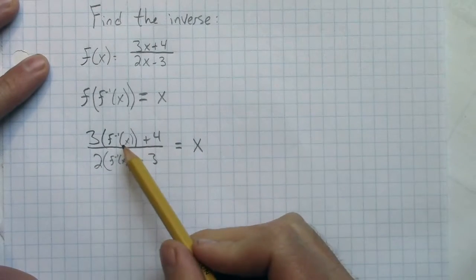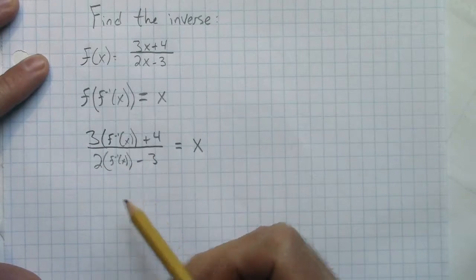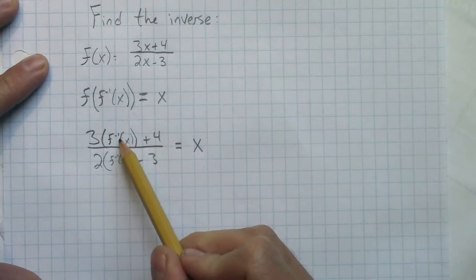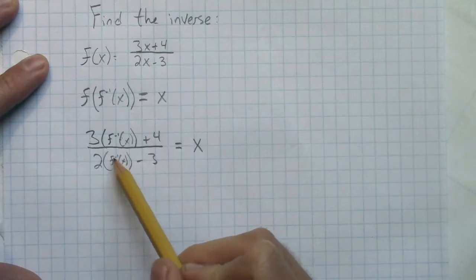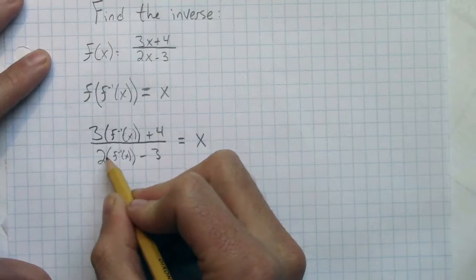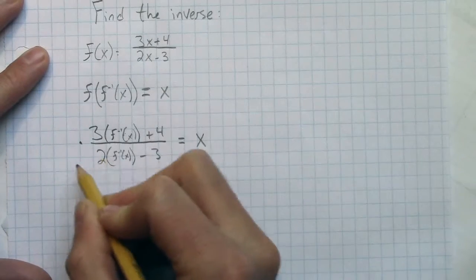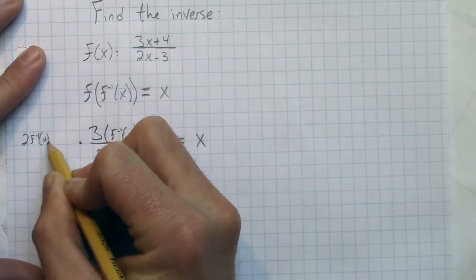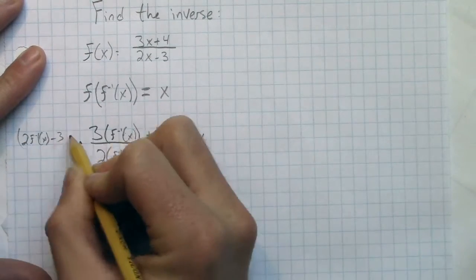All right, so now I need to end with f inverse of x equals something, right? That's what I'm trying to get. So I need to get this alone, but there's two of them. One's in the denominator. Well, let's just get rid of that denominator. So how do I get rid of the denominator? I should multiply both sides of the equation by 2 f inverse of x minus 3.